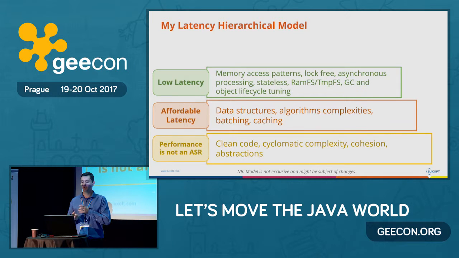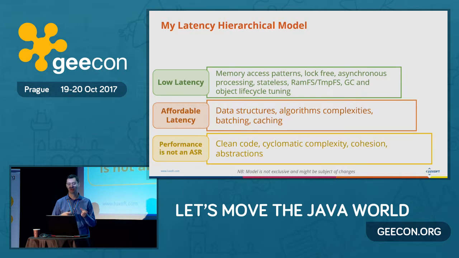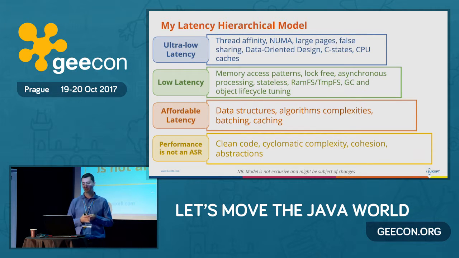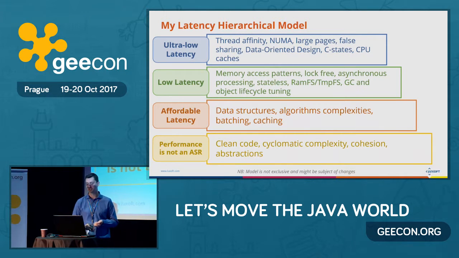You might tune the GC itself, the collector, but also the heap, metaspace, and so on. And also, you have to take care of the object lifecycle, the frequency if it is frequently created, the promotion, over-promotion, and so on. And the last one, on the last layer, I put thread affinity, NUMA, large pages, false sharing, data-oriented design, why not? And you have to take care of the caches. Here, a remark that this model is based on my interpretation. It's not exclusive, and it might be subject to change.